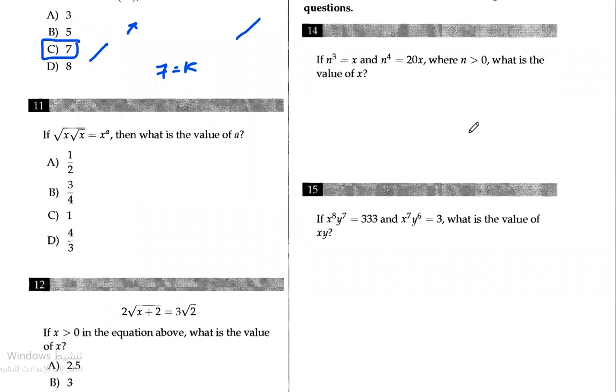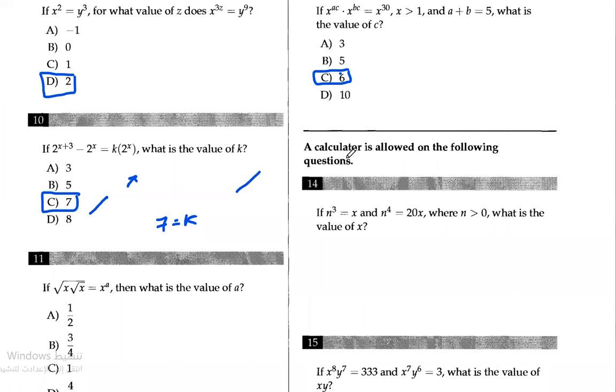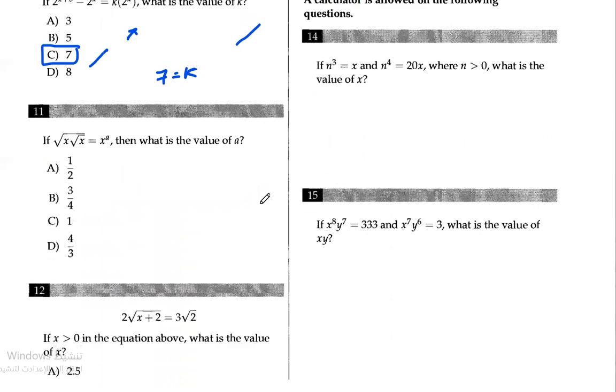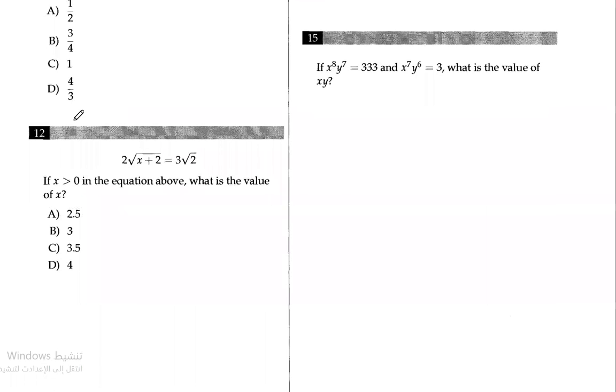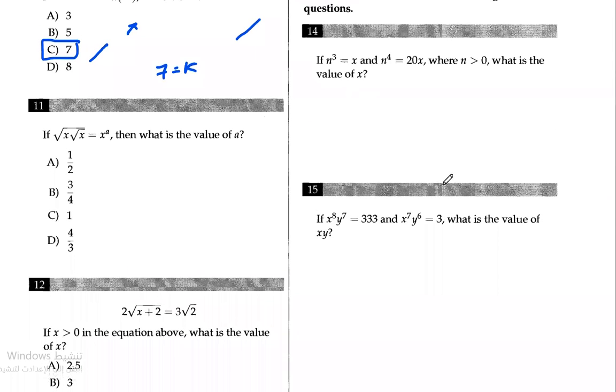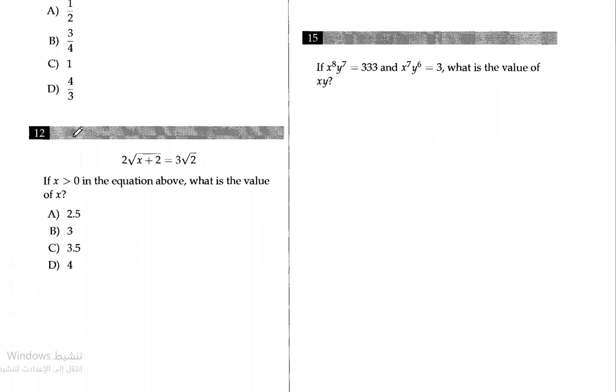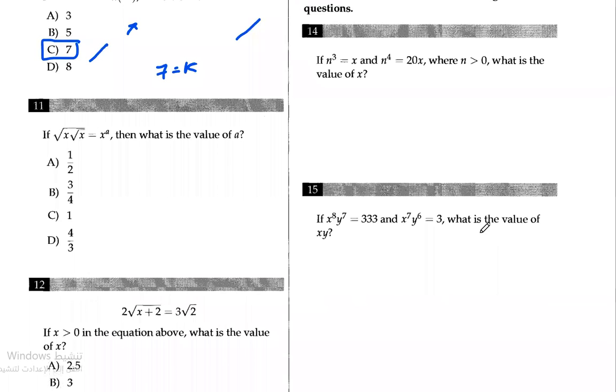Okay, we will go to number 14. A calculator is allowed on the following questions. Okay, we will go to number 11 and 12. We'll finish them first, then we will go to 14 and 15. Okay, go ahead, number 11.